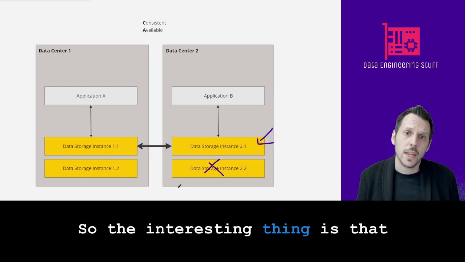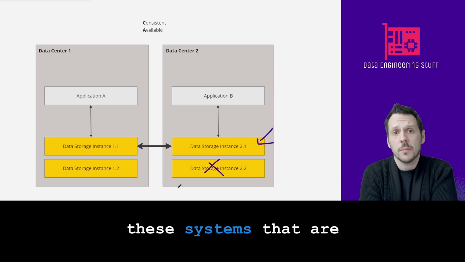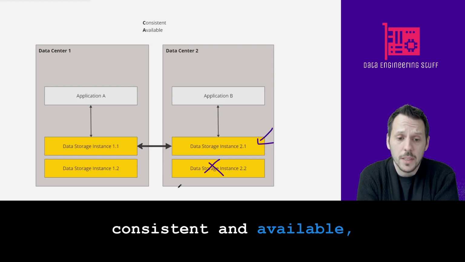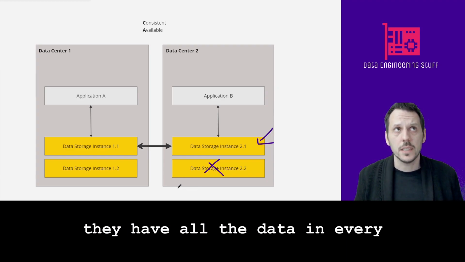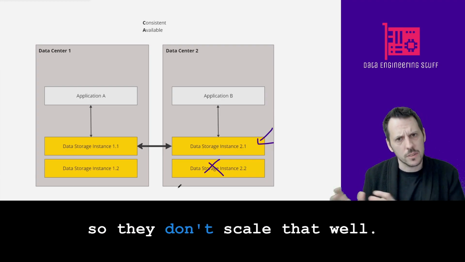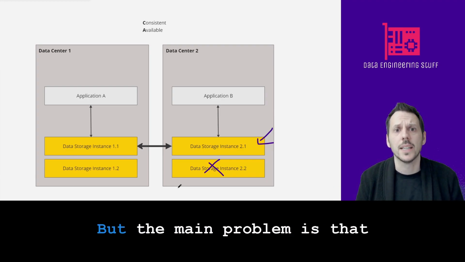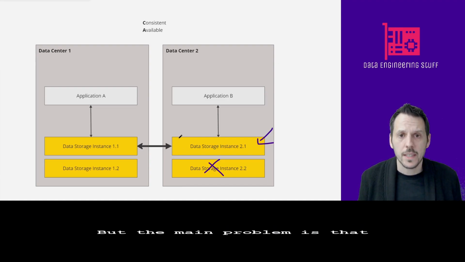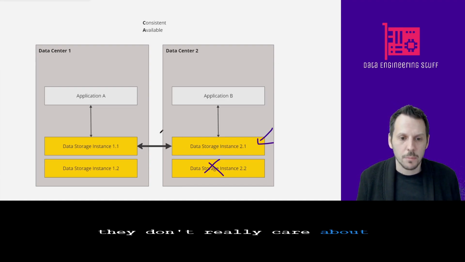So the interesting thing is that these systems that are consistent and available, they have all the data in every instance all the time. So they don't scale that well, but that's another topic. The main problem is that they don't really care about partition tolerance.